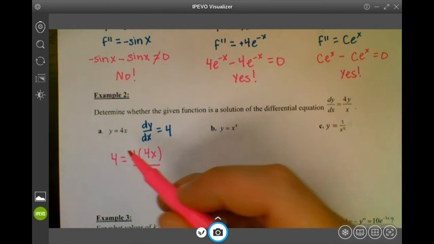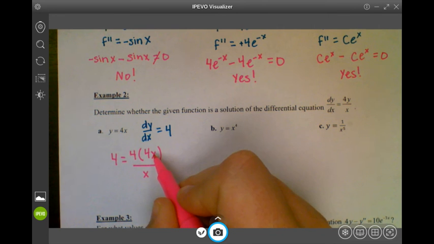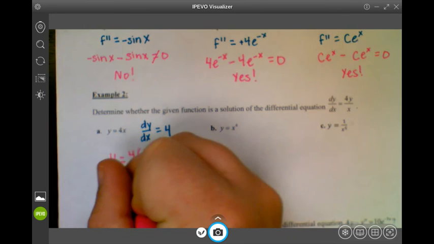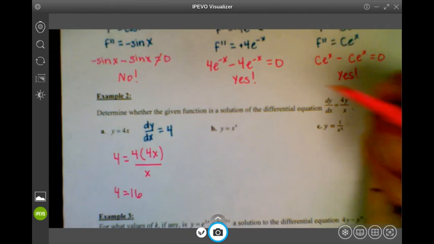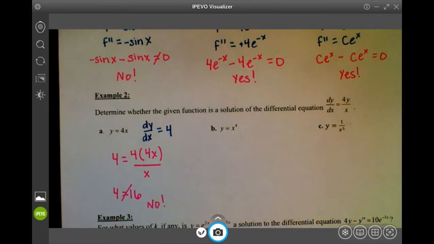And so take a look at what's going to happen here. You're going to have 4 times 4, which is 16. So you'll have 16x over x, and on this side you'll just have 16. So this is saying, is 4 equal to 16? And it does not equal. So no, this is not a solution.